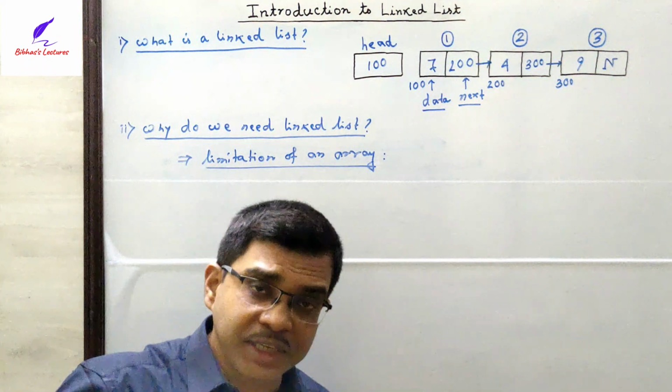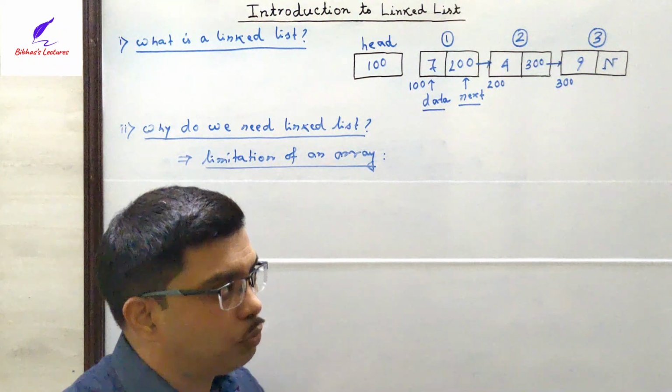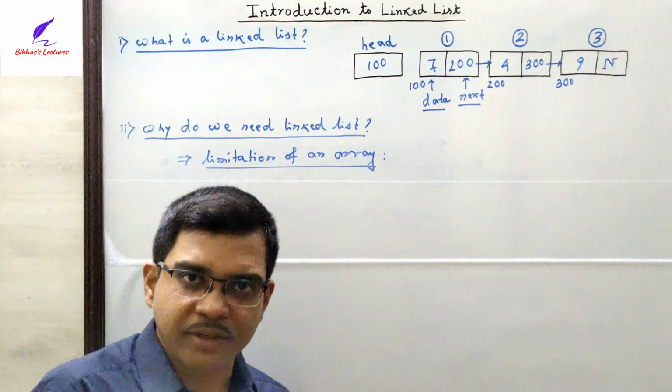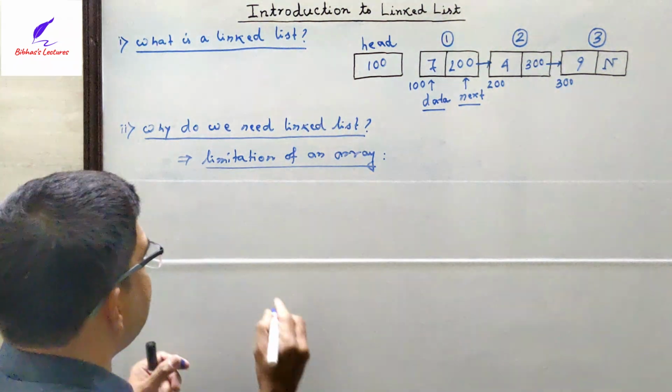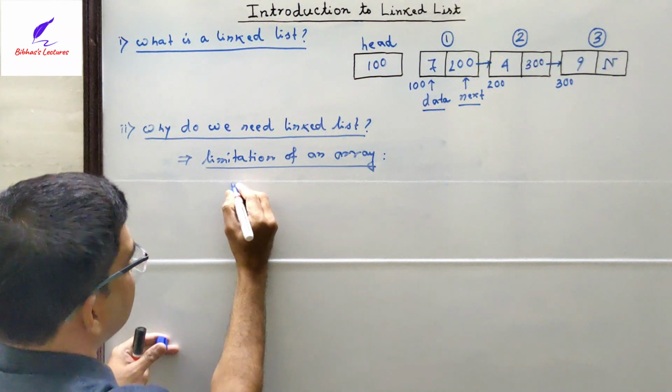Why? Because the memory allocation in an array is static type. So during the execution of the program, if you have to work with some more elements, you cannot accommodate it due to the shortage of space. So basically the array size is fixed.